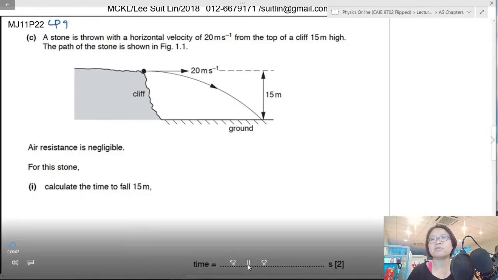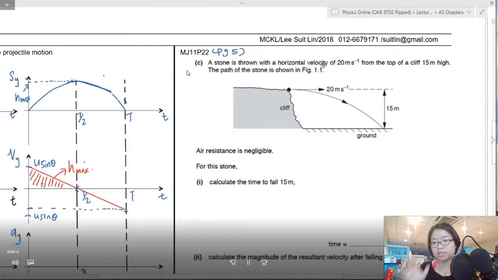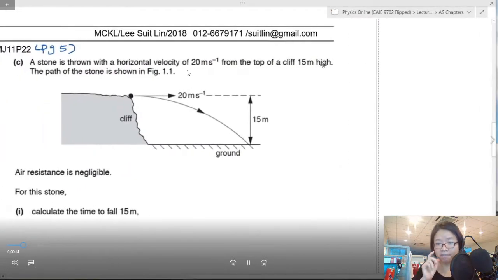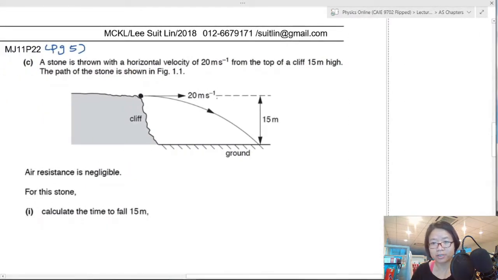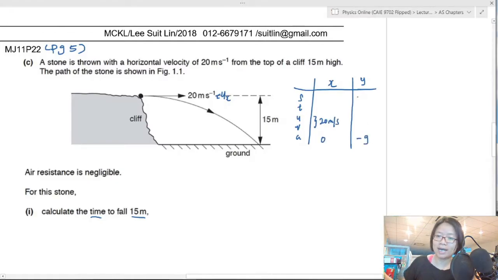Okay, so here you can see, this is from page 5 in your notes, by the way, there's a stone thrown horizontally. So this horizontally is an important point, okay? Because if it's horizontal, it means there's no vertical velocity component. So if you look at this one, the 20 meters per second will be your ux, and as usual, I would highly recommend you list down your STUVA, because it helps you organize and know how to use the equation.